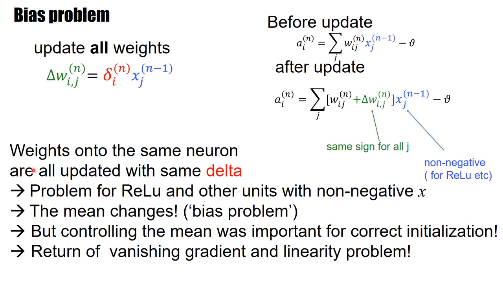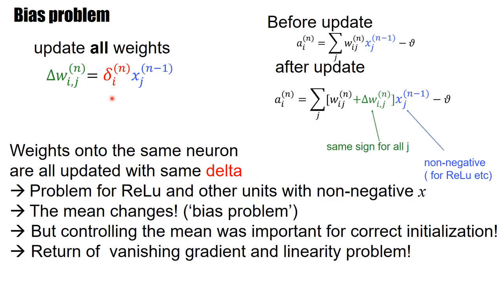So what is this bias problem? I already discussed this update formula of the weights, which means that the delta is shared by all neurons j connecting to this neuron i. And for the ReLU, if these x are all non-negative, then the weight updates all go in the same direction. They are all positive for positive delta, and they are all negative for negative delta.